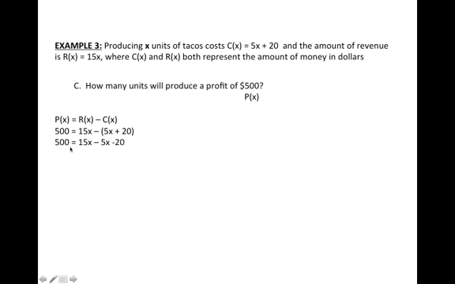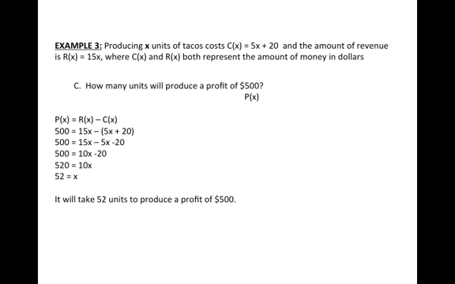So we get 500 equals 15X minus 5X minus 20. Combine terms, we get 500 equals 10X minus 20. Add 20 to both sides to get 520 equals 10X. Divide by 10 and you get 52. So it will take 52 units to produce a profit of $500.